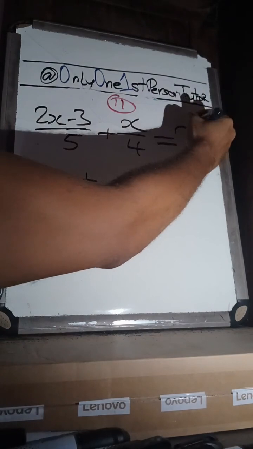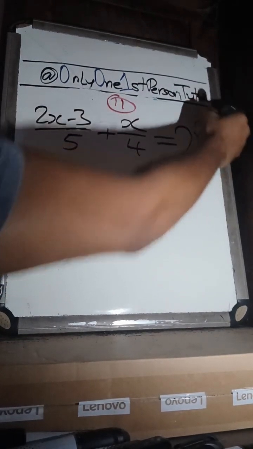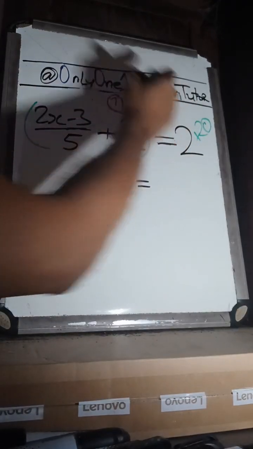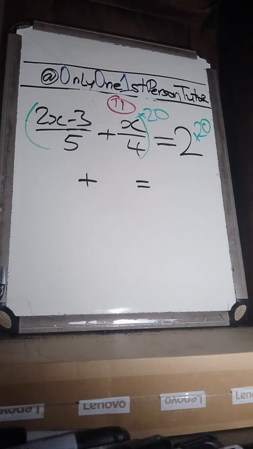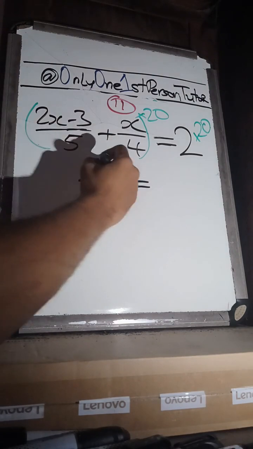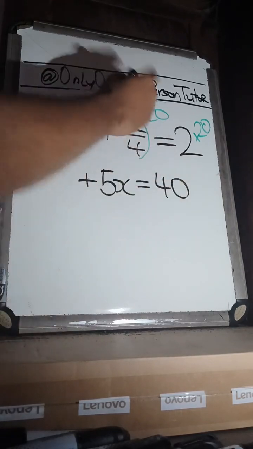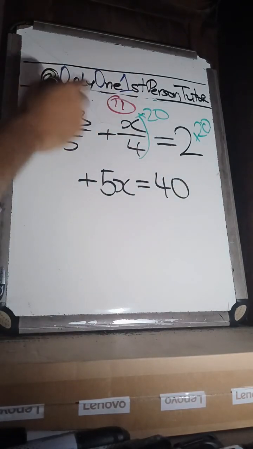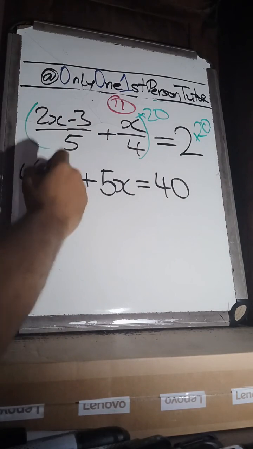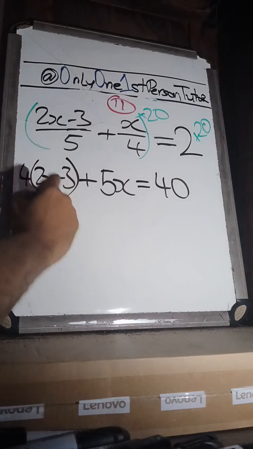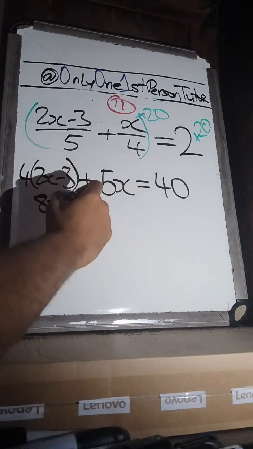So multiply this by 20 and multiply all of this by 20. So 20 times x is 20x over 4. This is going to be 5x right here. That's going to be 40 right here. 20 over 5 is 4. 4 times 2x minus 3. So this will be 4 times 2x, 8x, 4 times 3.